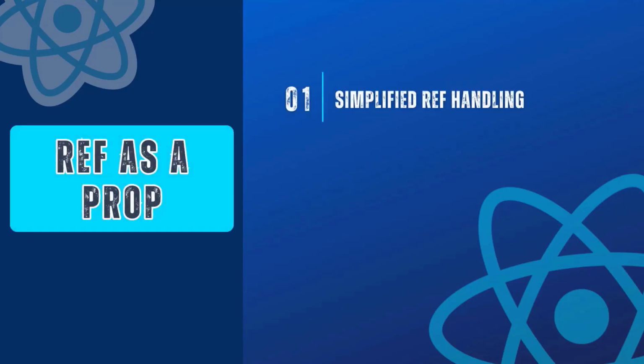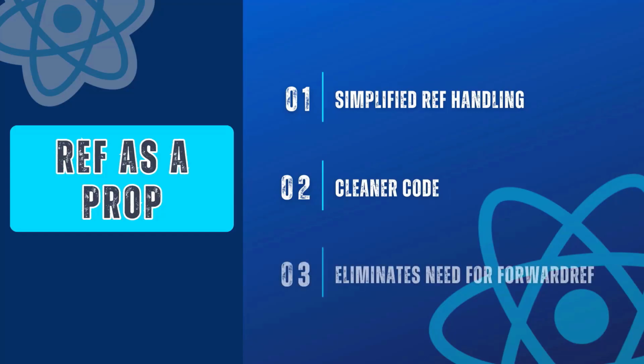Function components can now receive refs as props, simplifying how you manage references to DOM elements or component instances. This change reduces the need for solutions like forwardRef, leading to more readable and maintainable code. With refs as props, the necessity for forwardRef in many cases is eliminated, streamlining component development.